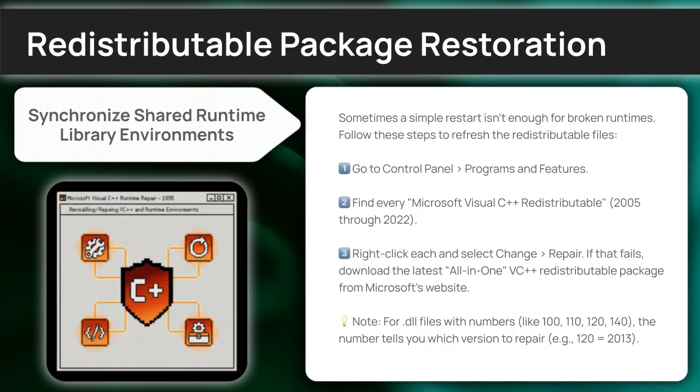Sometimes a simple restart isn't enough for broken runtimes. Follow these steps to refresh the Redistributable files. First, go to Control Panel, then select Programs and Features. Second, find every Microsoft Visual C++ Redistributable 2005 through 2022. Third, right-click each and select Change, then select Repair.